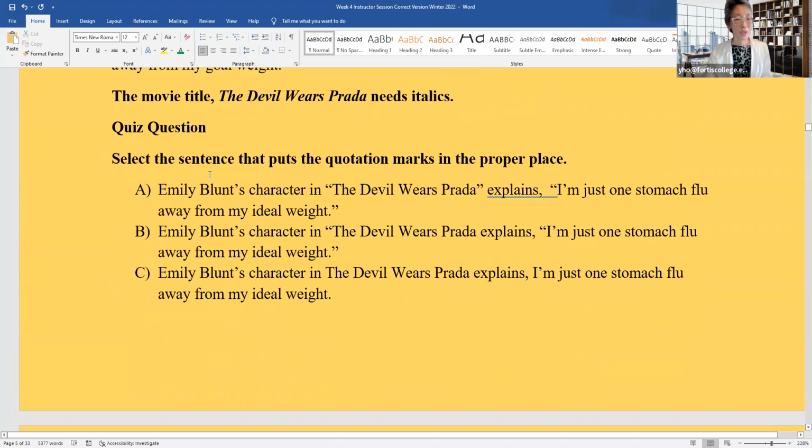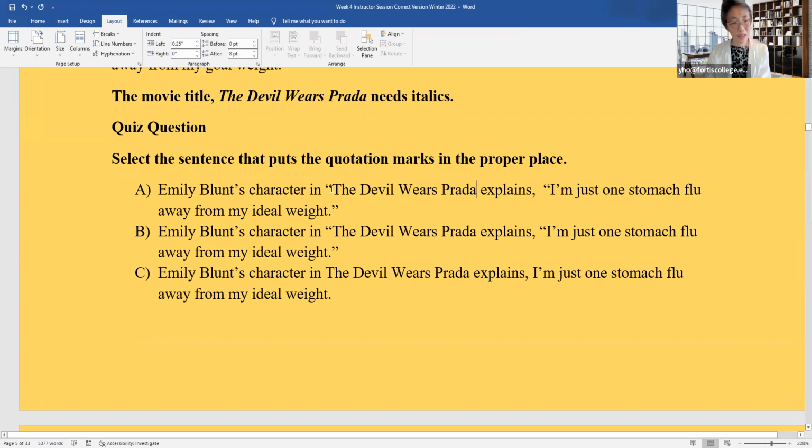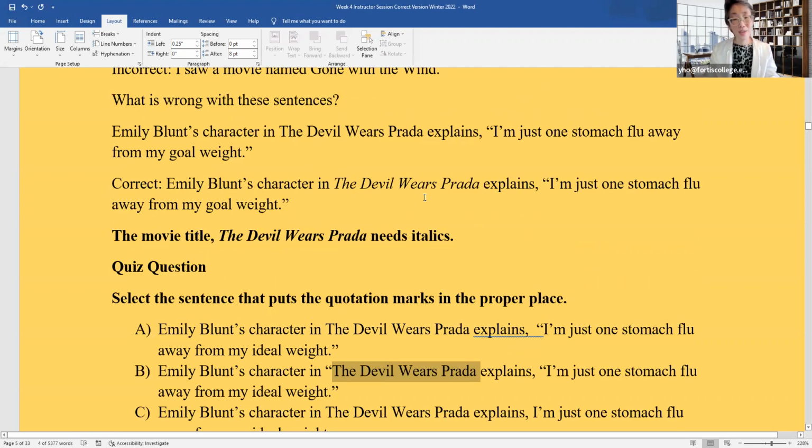So here, quiz question. Oh, so this is the actual quiz question. Select the sentence that puts the quotation marks in the proper place. Is it A, B, or C? A. Yes, it's A. So the quotation marks, but there's still a mistake. So in order for this to be correct, I don't know if there's a D. None of the above. Okay, sorry about that. The reason why none of the above is correct is because none of these are correct, because in all of these sentences, The Devil Wears Prada is not italicized. Remember, you have to have italicized movie titles.